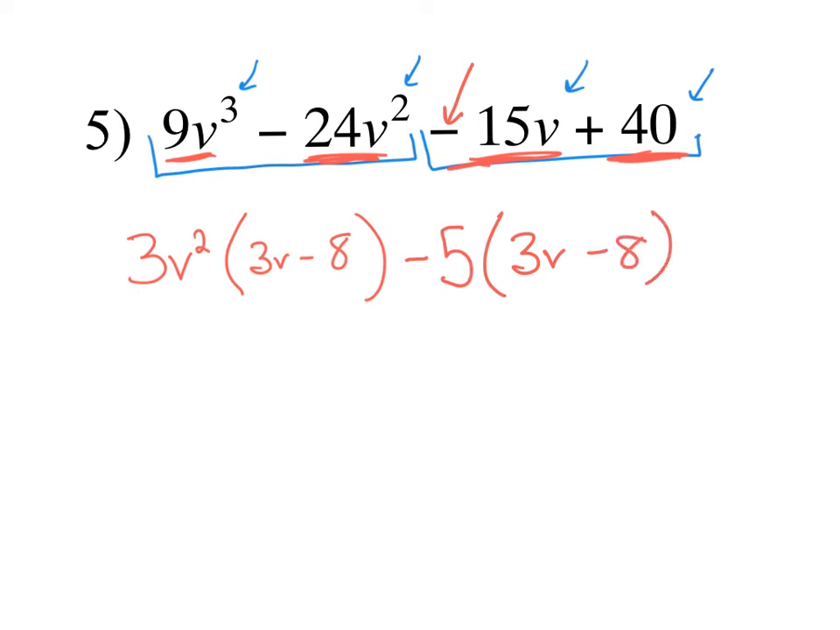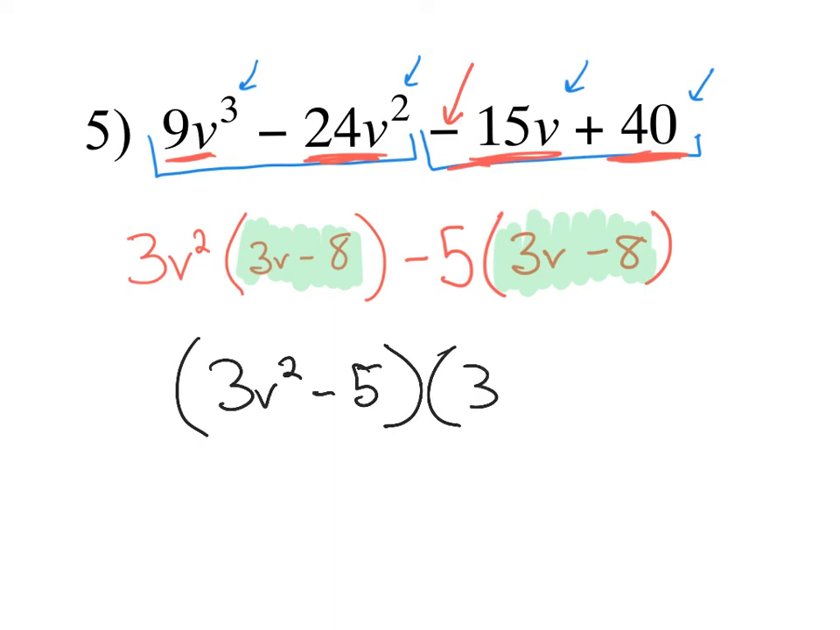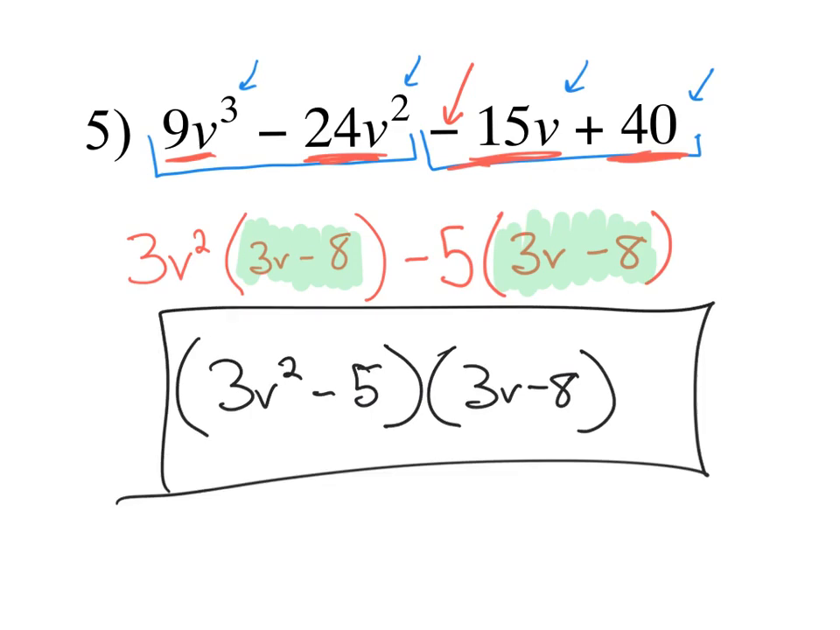Am I on the right track? Do a quick assessment. Are the insides the same? Okay, then we're on the right track. So put everything that's outside, 3v squared minus 5, and then write one of the 3v minus 8. And we're good. We got it. All right, that's number 5.